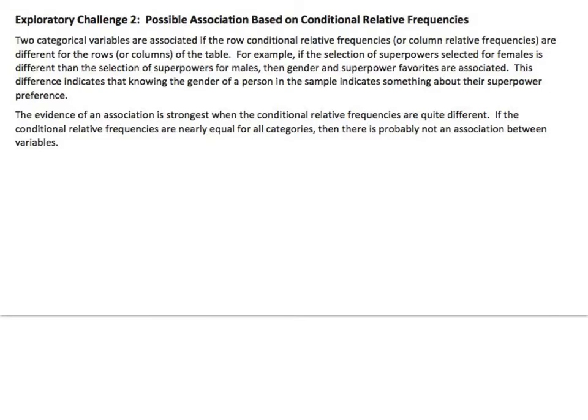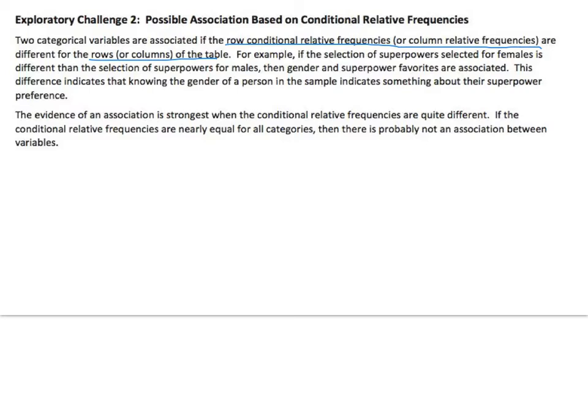Okay, moving on. Two categorical variables are associated if the row conditional relative frequencies or column relative frequencies are different for the rows or columns of the table. For example, if the selection of superpowers selected for females is different than the selection of superpowers for males, then gender and superpower favorites are associated. I'm going to say that again.